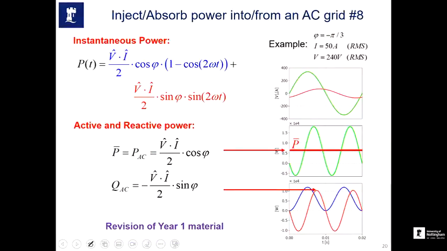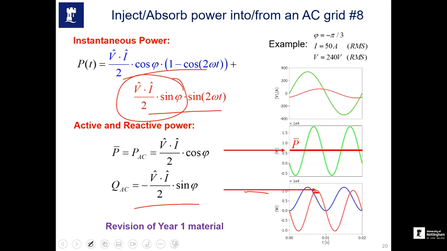So the instantaneous power equation is this. We have two parts, the blue part and the red part. The blue part, as I said, if we take the average, will give us the real power, which is V peak I peak divided by 2 cos phi. And the peak of the red line will give us the reactive power, which is V peak I peak divided by 2 sin phi. This is the term which is our reactive power.